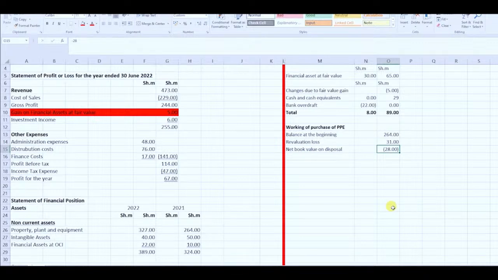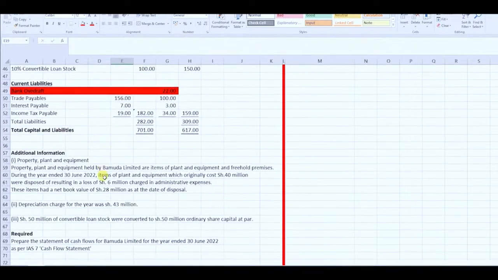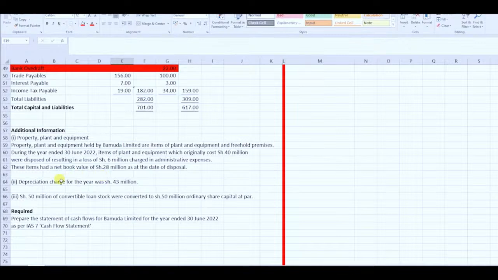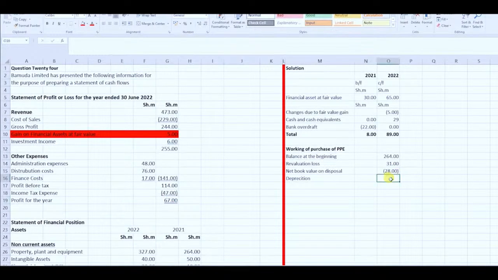Then we assess depreciation. So depreciation, we can get it. Let's check the additional information over here. Number 2, depreciation charge for the year was 43 million. So for depreciation, we include the 43 million as a negative value, like that. So we just use format painter to move along.